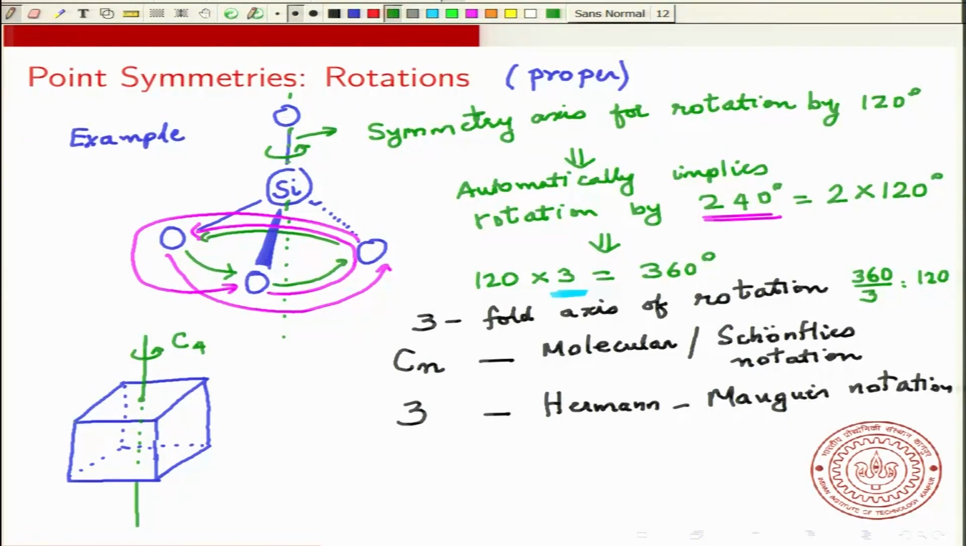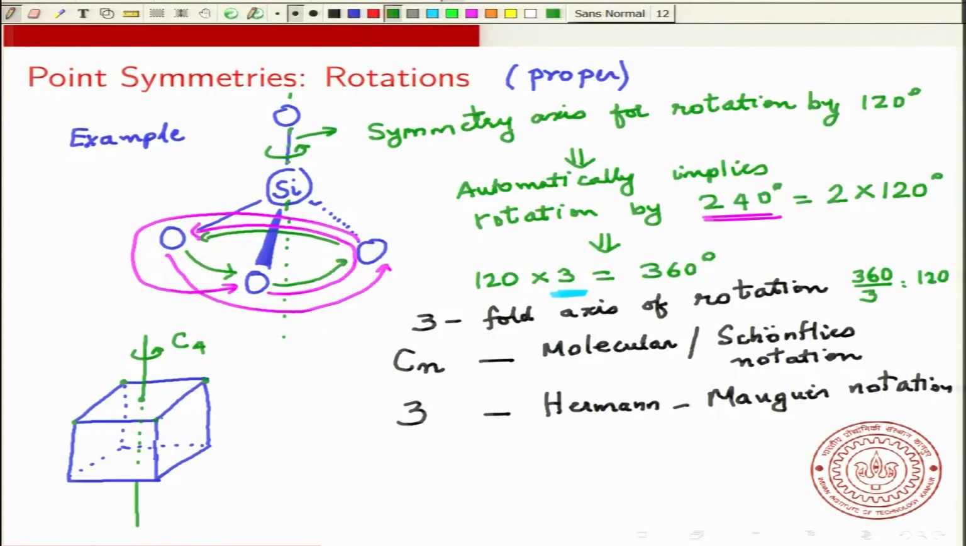So, if you rotate by 90 degrees, then you can see that this point will go to this point and so on, okay. So the crystal, the cube, will remain unchanged for rotation by 90 degrees, okay. So, if you rotate by 90 degrees, you still retain the cube about this axis, okay.